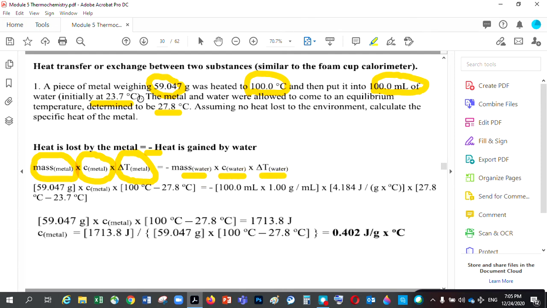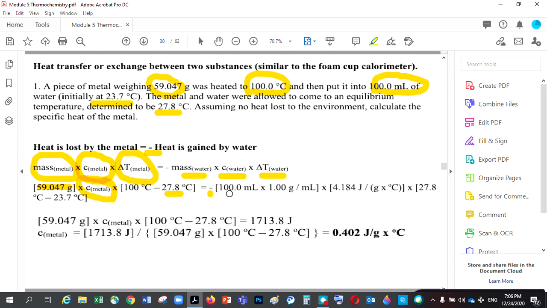Just plug all those numbers inside. What's the mass of H2O? Is this. The specific heat of the metal, this one we don't know. This is circled. We don't know. That's what we are solving for. Now, what's the final temperature? This has to be the final minus the initial. But it doesn't matter because we have to get rid of the negative. That's the whole idea. So 27.8 minus 100. That should be like this. But I can tell you that it will have no effect on our calculation.